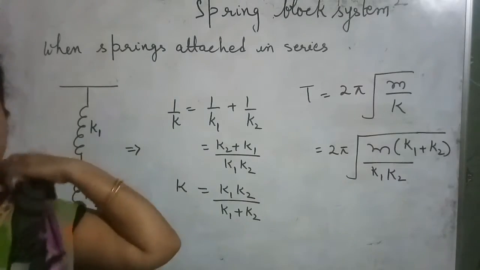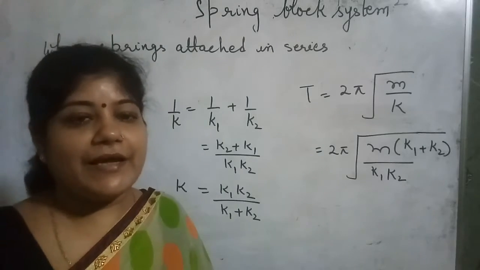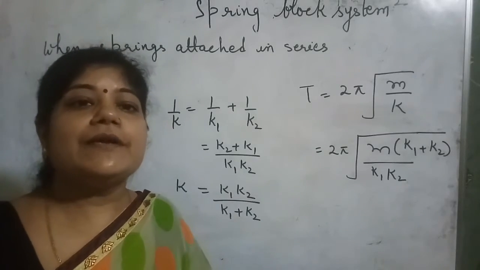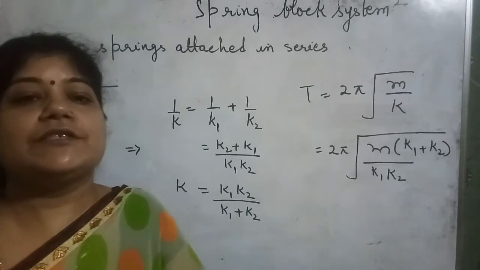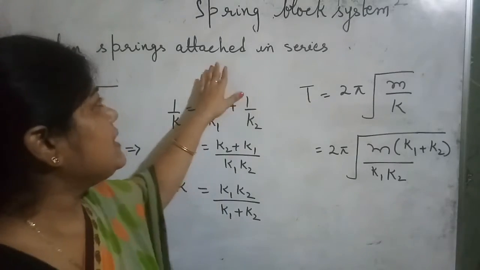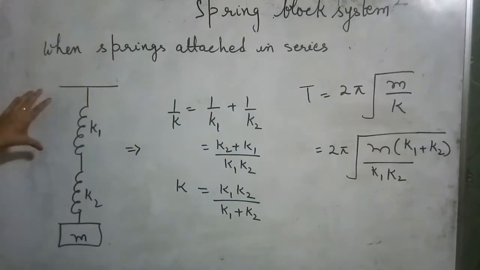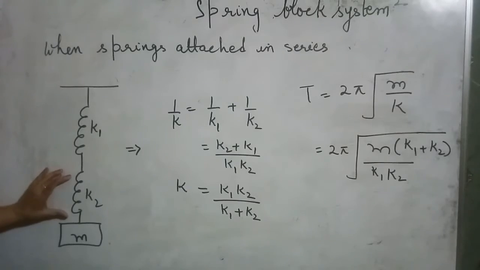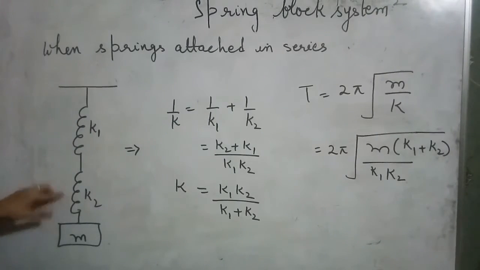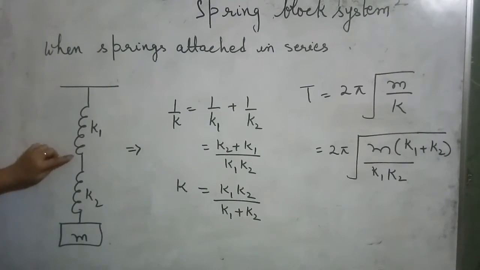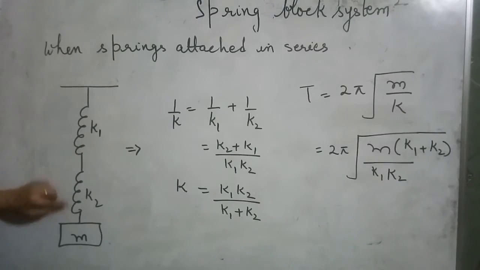Now if there is a case when two springs are attached, then they can be attached in series or they can be attached in parallel system. Firstly, I am going to take the case of the series case. First spring and second spring, they are attached in series. That is, after one spring, another spring is also attached. But their force constants are different, K1 and K2, but they are attached with the same mass.